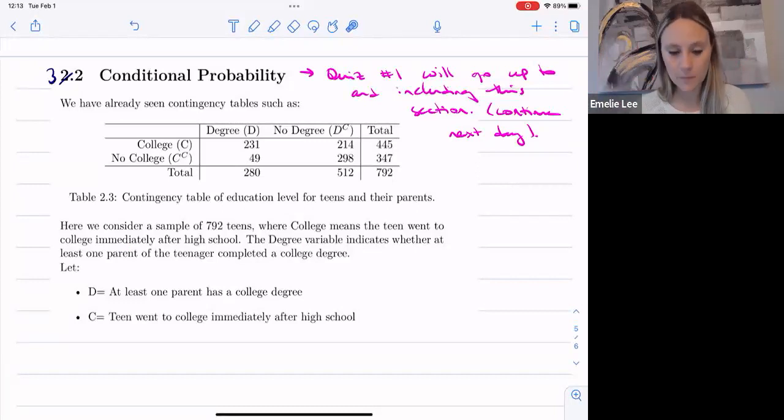So it's very specific. And then they also asked, okay, well, do you have at least one parent at home with a college degree? So then the degree variable indicates whether at least one parent of the teenager completed a college degree. Now, what I want you guys to think about is, what would this data set look like, right? So you would have a student, right? And this is just something that I want you to start thinking about. How would this data set look originally?